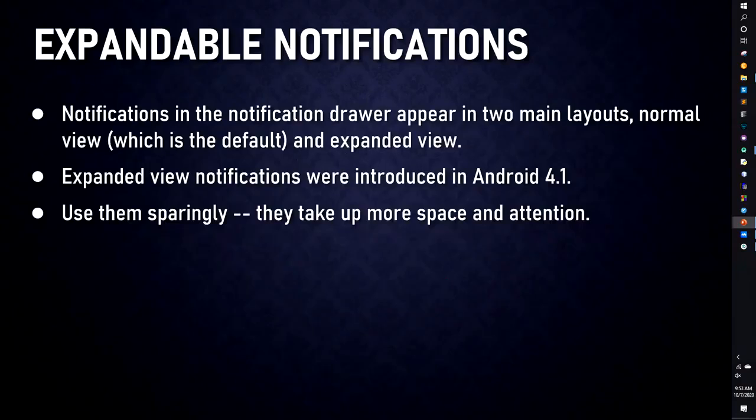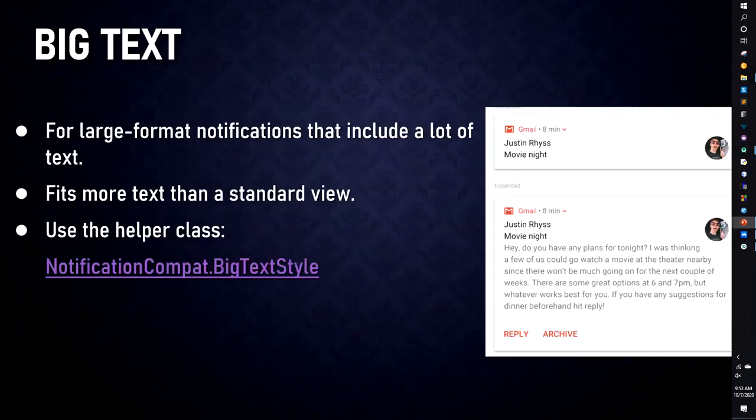Expanded view notifications were introduced in Android version 4.1. And you use this to specify more, if you have more space and more text or data to be displayed in our notification. And if you want your user to give more attention to your notification, you can use this expandable notification. So here you can see an example of this.